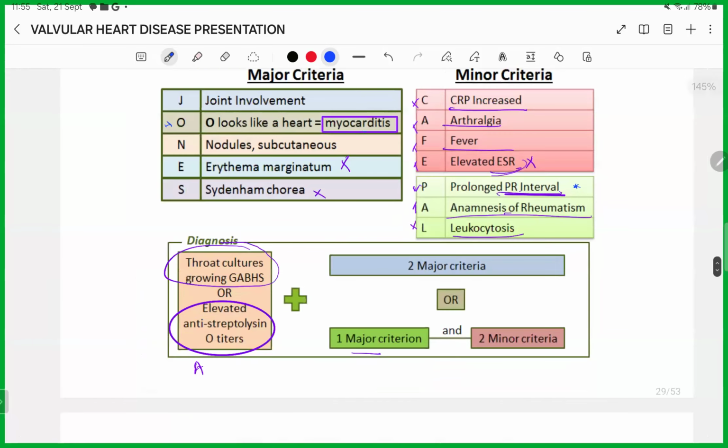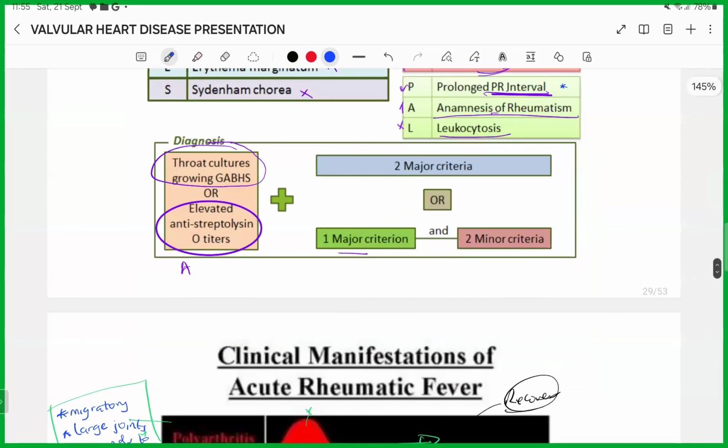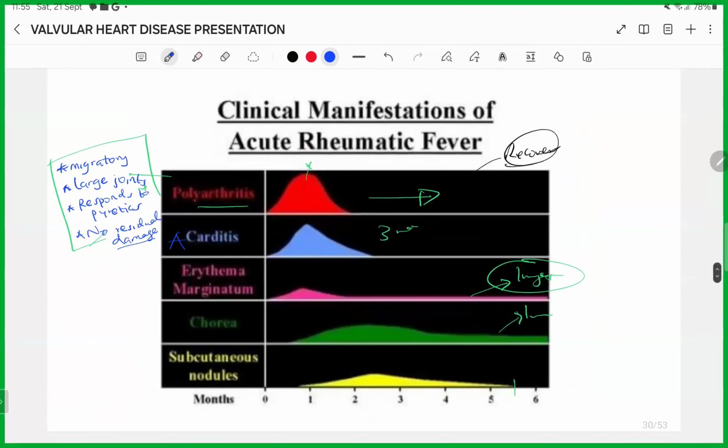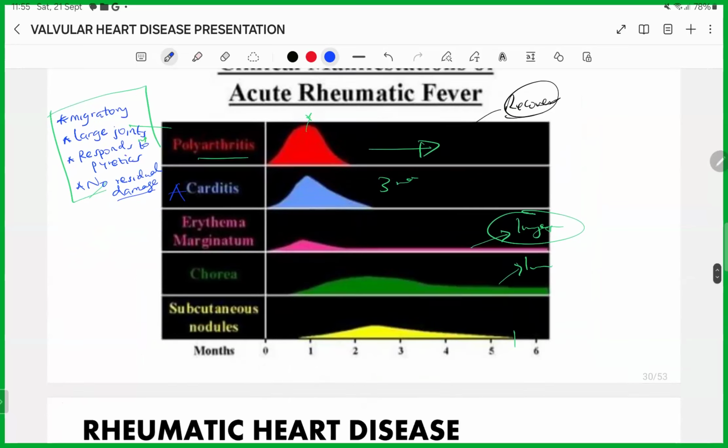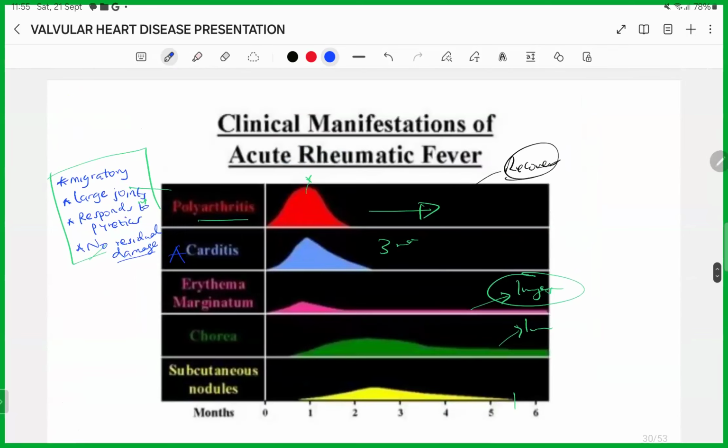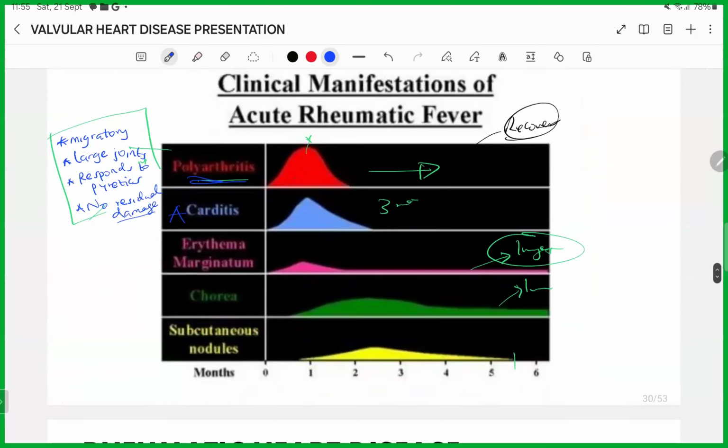And to emphasize just the manifestations, these are the major manifestations. This is just a plot of time showing how they manifest. Most of them resolve after some time, but there are some that persist for longer, like the chorea. And you already described the characteristics of the polyarthritis of rheumatic fever.